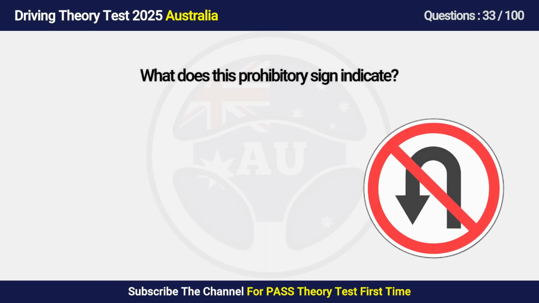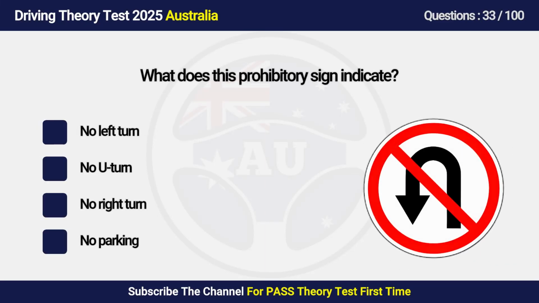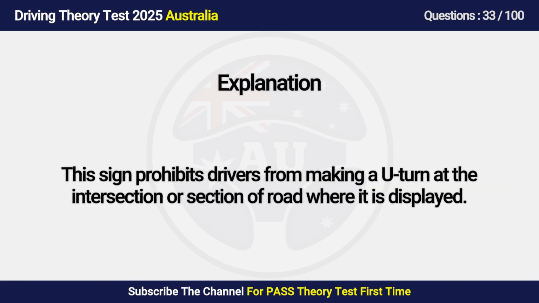Question 33. What does this prohibitory sign indicate? A. No left turn. B. No U-turn. C. No right turn. D. No parking. Answer is B. No U-turn. This sign prohibits drivers from making a U-turn at the intersection or section of road where it is displayed.